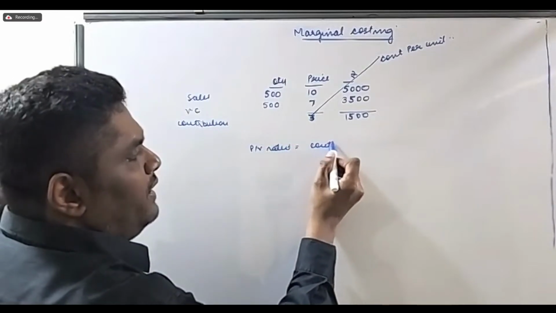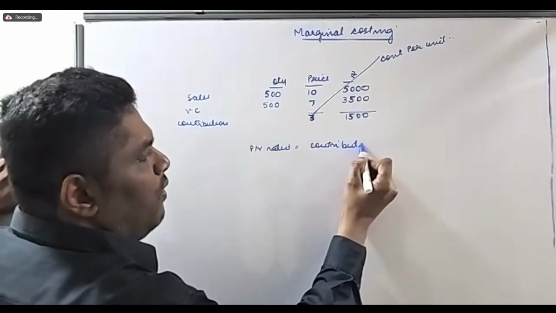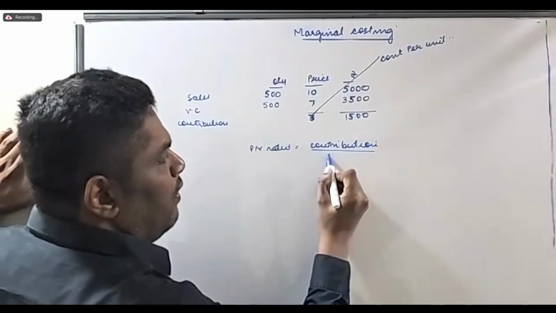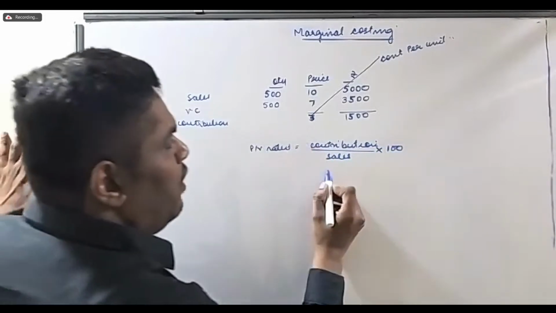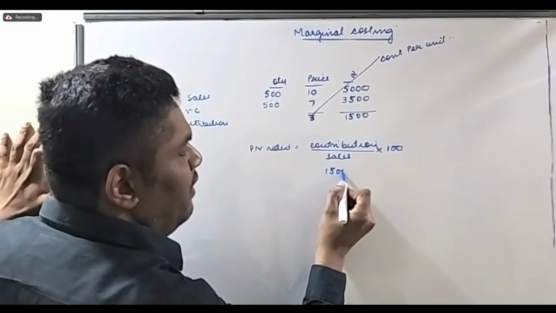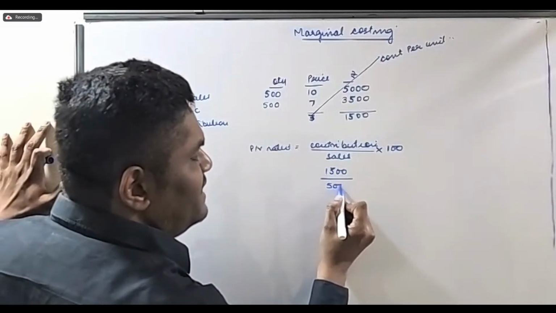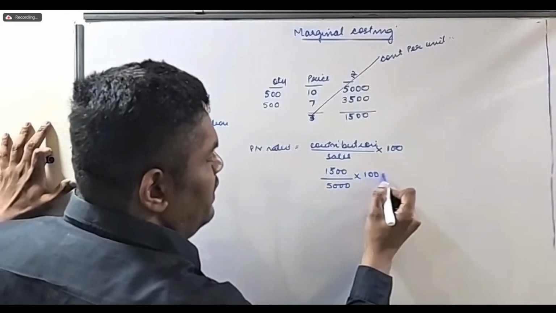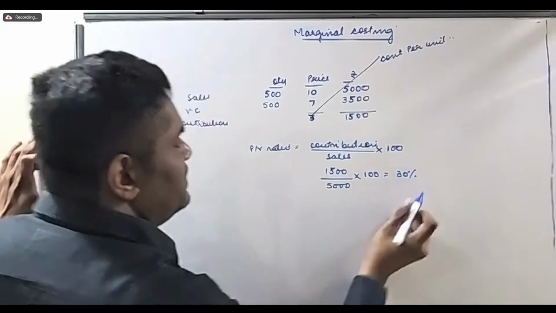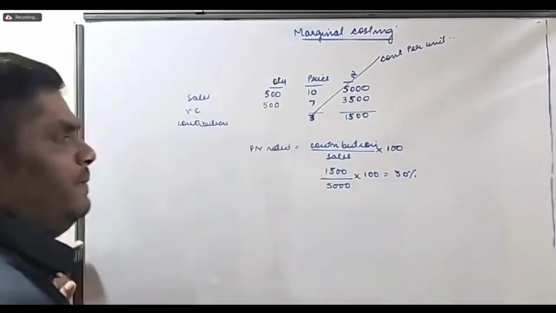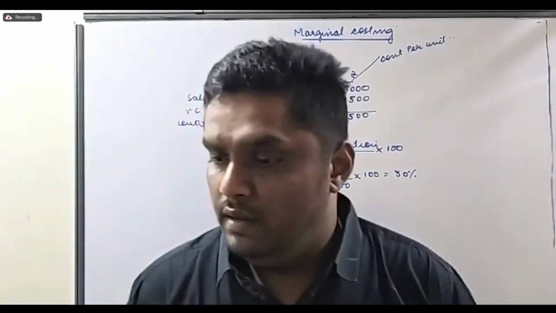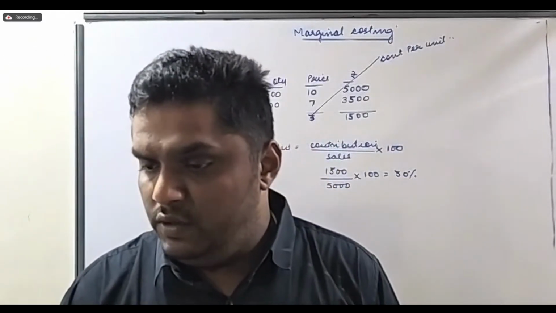Now, my first question, what will be my PV ratio? Very simple, contribution divided by my sales into 100. So my contribution is 1,500 divided by my sales, that is 5,000 into 100. So this will be 30%. Very good, Swati.